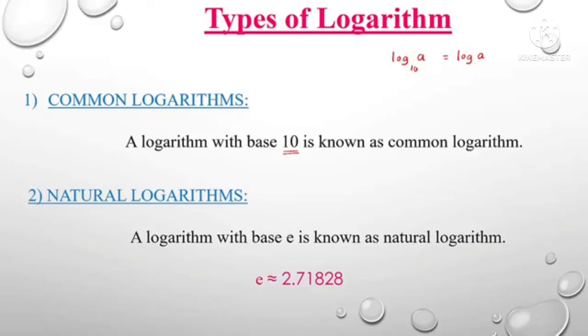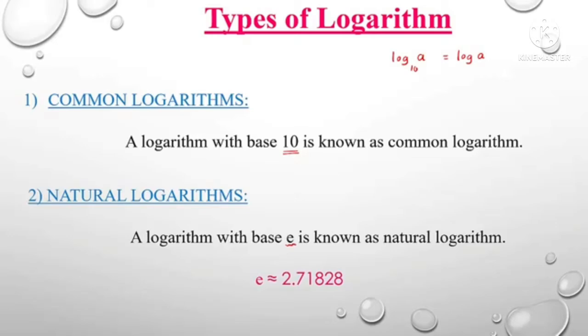Right? And the second type of logarithm is natural logarithm, a logarithm with base e. If the base is e, then we can call it a natural logarithm. Here, e indicates a scientific constant, just like the value of pi. Pi means 22/7. Likewise, e is having the value 2.71828. So there are two types of logarithms: common logarithm, having base 10, and natural logarithm, having base e.